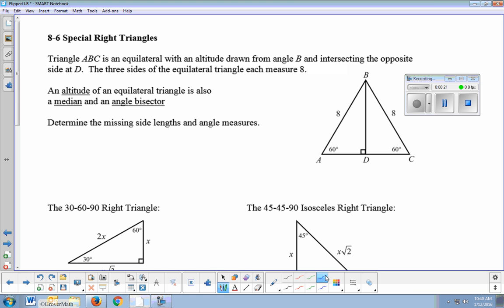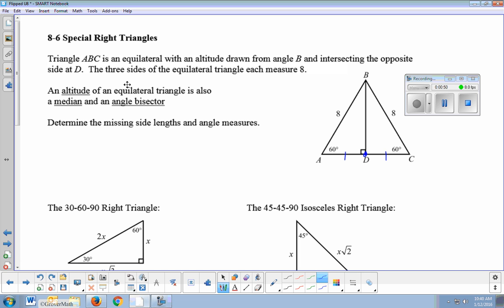A couple of things. An altitude of an equilateral triangle. All an altitude has to be is it has to go from an angle to an opposite side and be perpendicular. But when it's in an equilateral triangle, it's also a median. And what a median does is a median goes to the midpoint of the opposite side. Medians don't have to be perpendicular, but it is in this case. And so that means that D is the middle of AC.